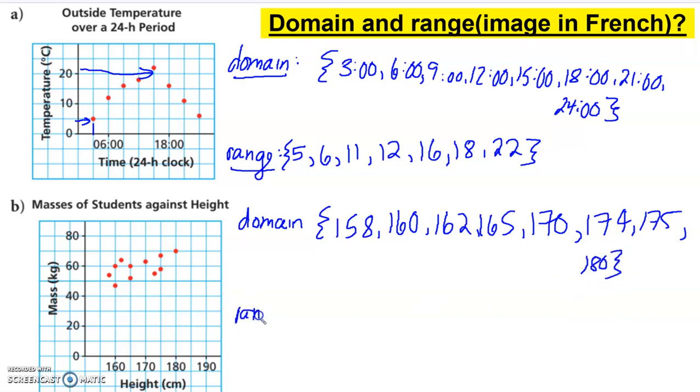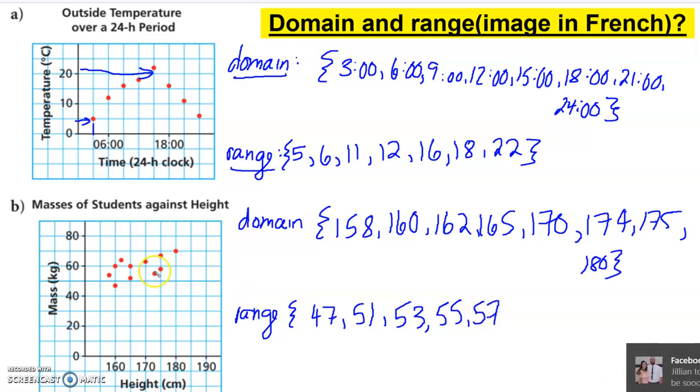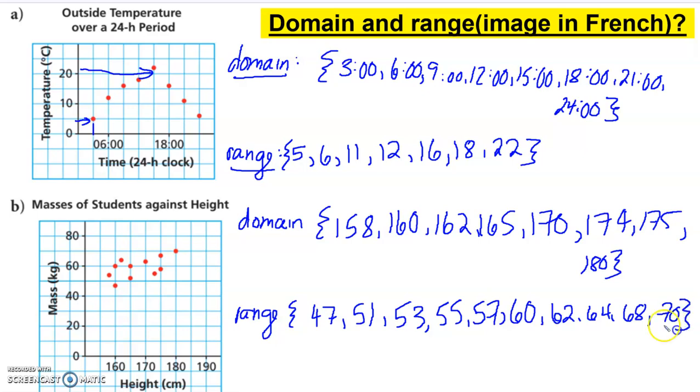And then for the range, we list all the y values. So let's go with 47, 51 for this point, maybe 53 for that one, 55 for that one, 57 for this point, 60, 62, 64, 68, and 70. And again, what you write may not be what I'm writing because, once again, we're approximating. The values aren't precise.